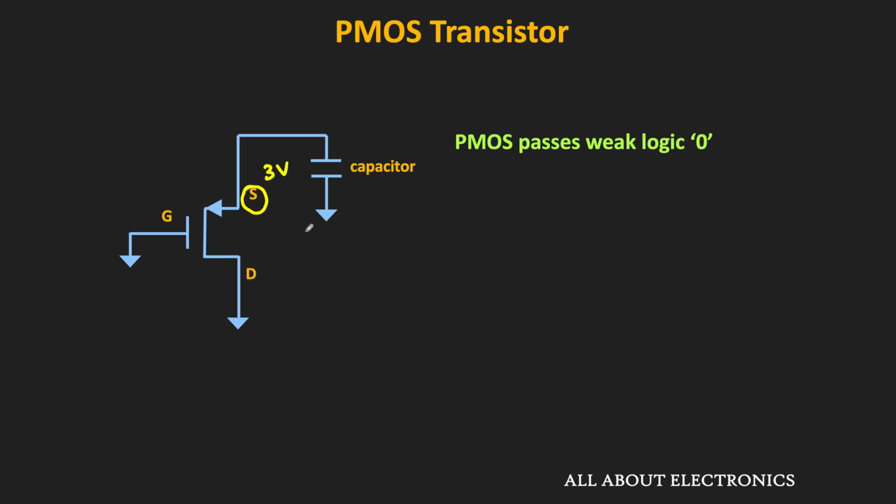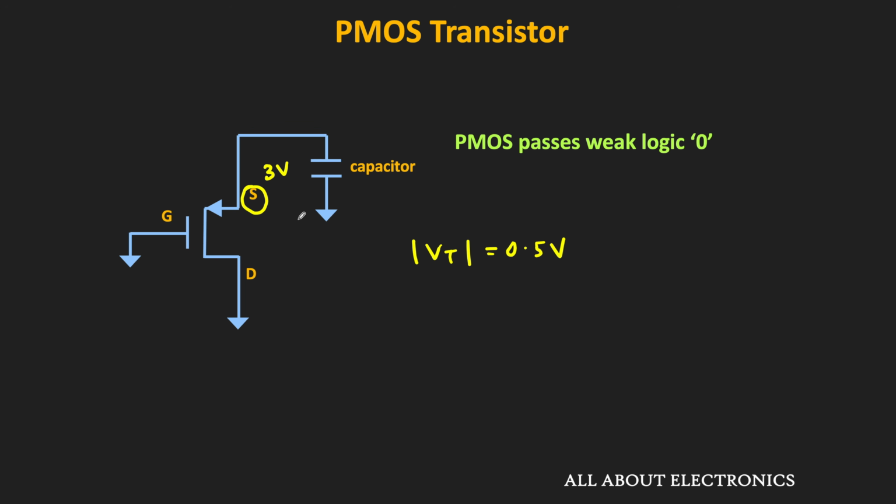But as soon as the voltage at the source terminal reaches the threshold voltage of the MOSFET, then the MOSFET will get turned off, because now this VGS is equal to VT. And in this condition, the capacitor will stop discharging. That means in this condition, the voltage at the source terminal cannot go below the threshold voltage. So for example, if the threshold voltage of this PMOS transistor is equal to 0.5 volt, then the voltage at the source terminal will not go below the 0.5 volt. That means this PMOS transistor passes weak logic 0.